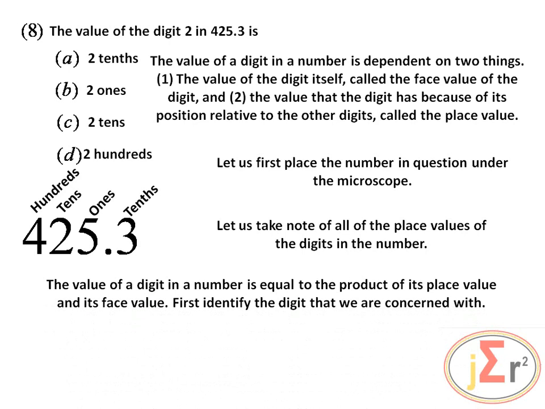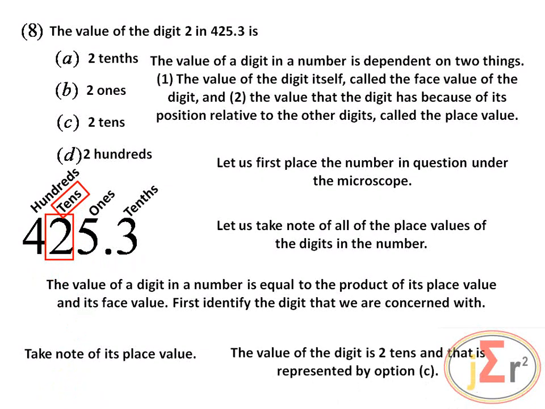Do not forget that the value of the digit is dependent on two things, the place value and the face value. And here we have defined each one of them, and its value is equal to the product of its face value, which is 2, and its place value, which is 10. So take note of its place value. The value of the digit is 2 tens, and that is represented by option C.